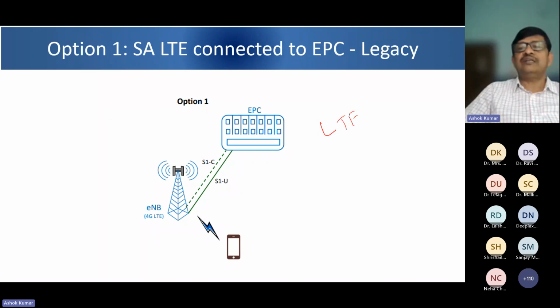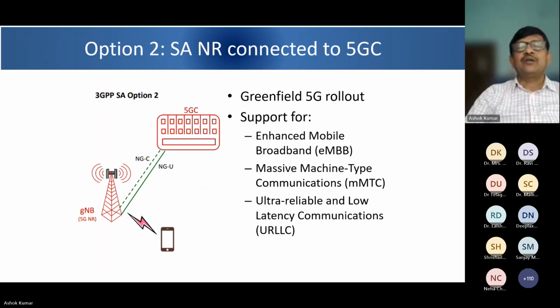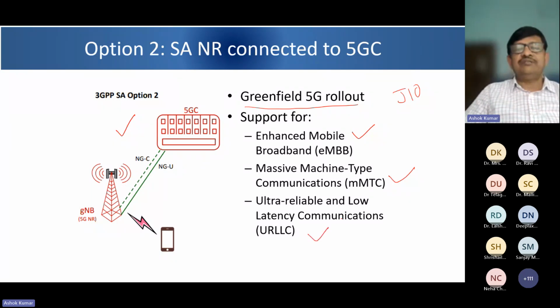It's pure LTE network, so I don't need to explain it. Option 2 is a pure 5G network. When you have a pure 5G network or greenfield 5G deployment, which Jio has done in our country, you can take benefit of all three usage scenarios: eMBB, mMTC, and URLLC. So all three features are available for use. So that is option 2.